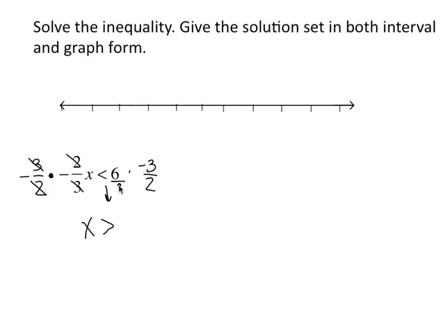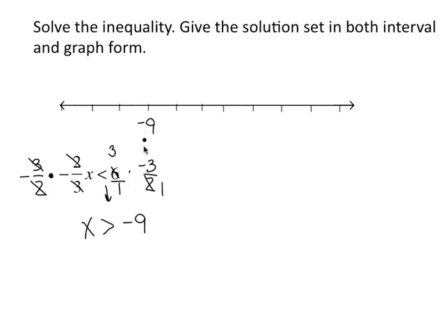On this side, any number can be written as a fraction if we put it over 1. I can cancel this 2 because 2 goes into 2 once and 2 goes into 6 3 times. Then 3 times a negative 3 gives me a negative 9. So now I need all the numbers where x is greater than negative 9.